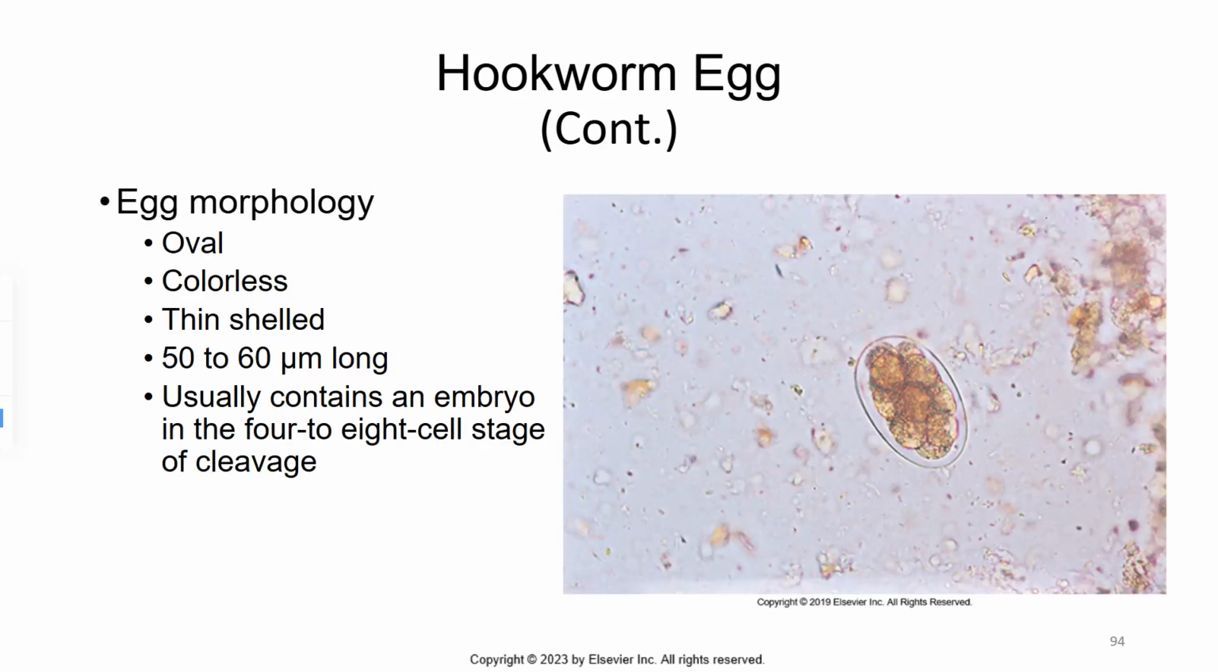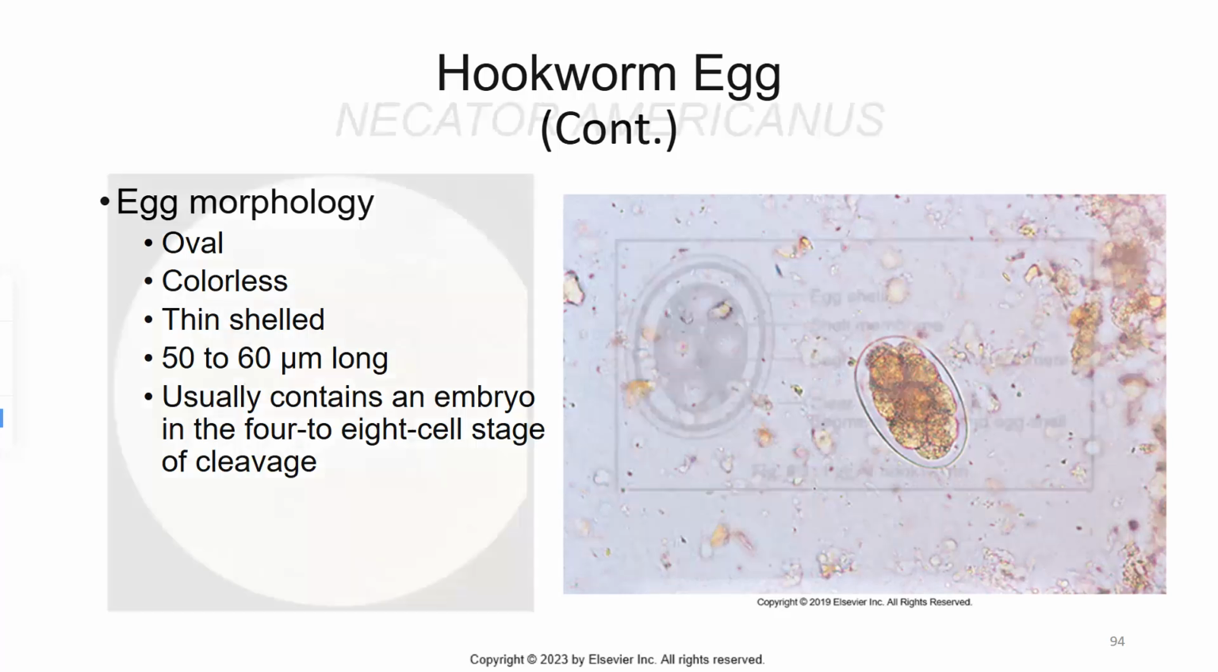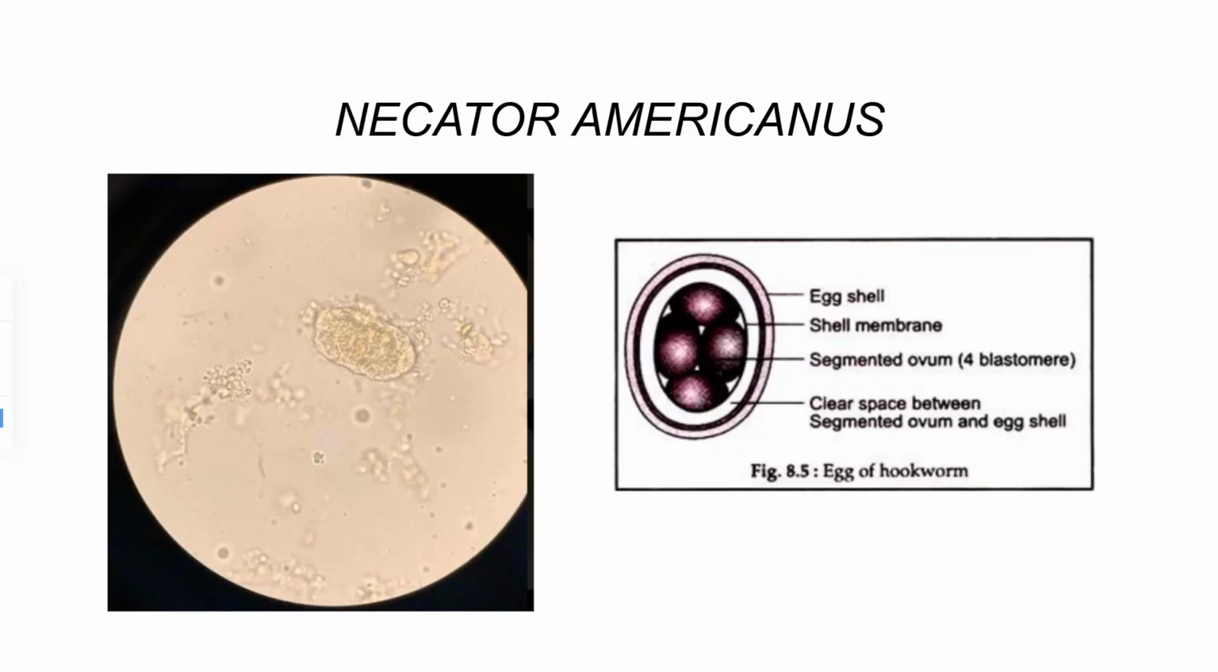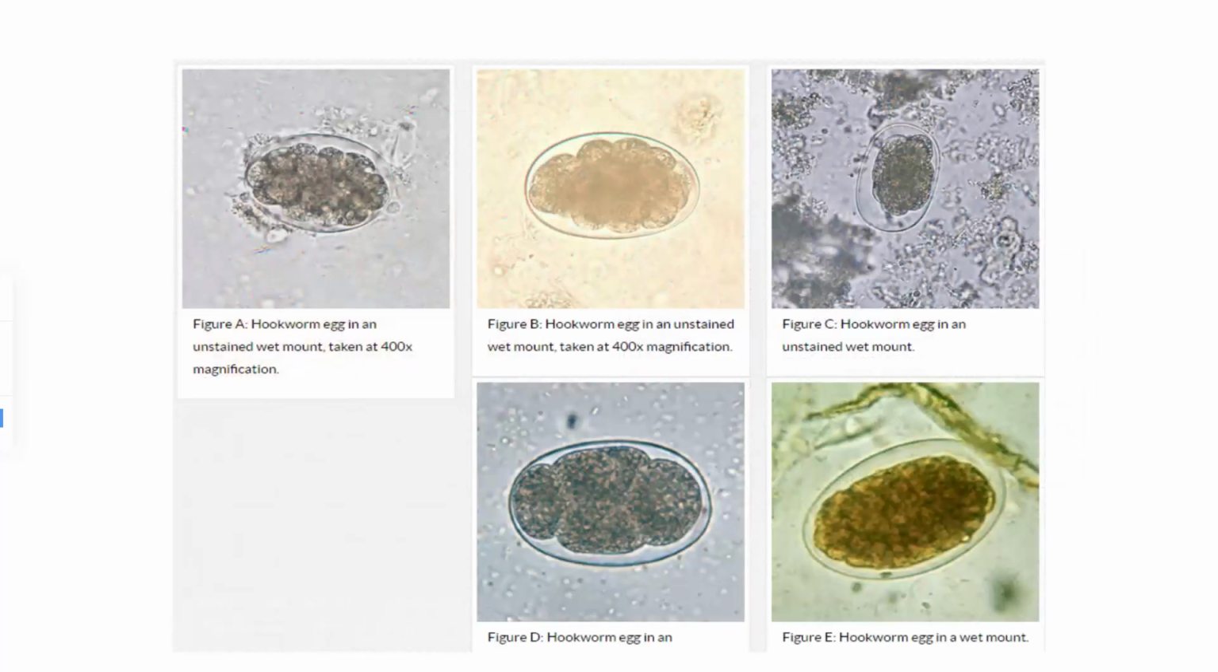This is what the egg looks like. So you could see this large oval shape with all of these circular shapes on the inside. 4 to 8 cell stage of cleavage. So here's a picture of the egg in a prepared specimen. Here is the cartoon drawing of that egg. And here are some additional drawings or pictures of the egg.